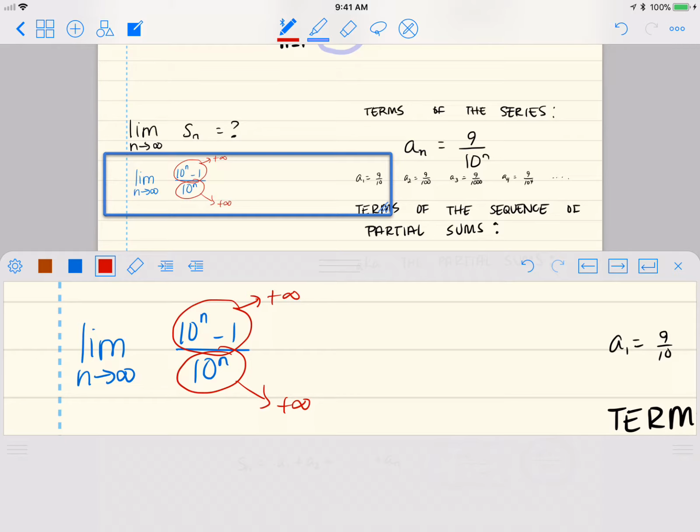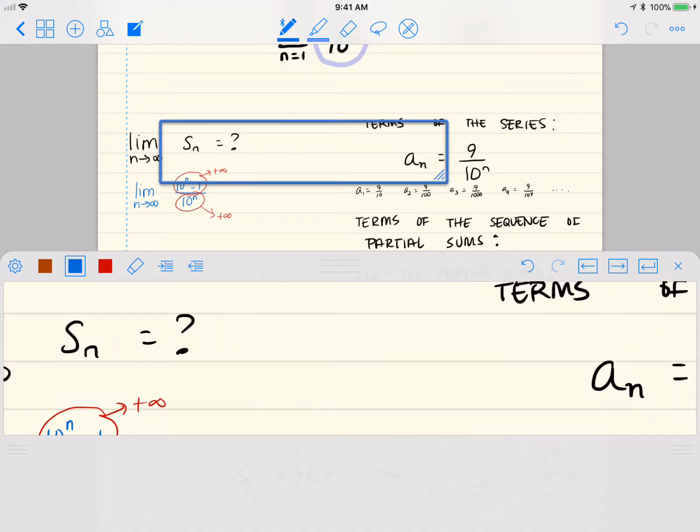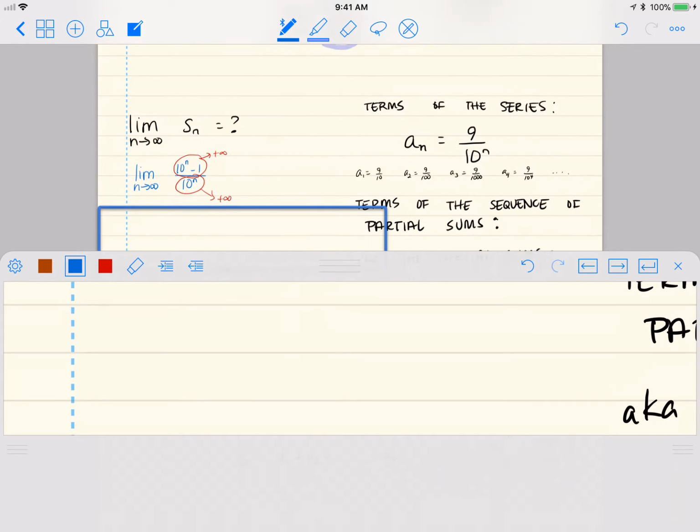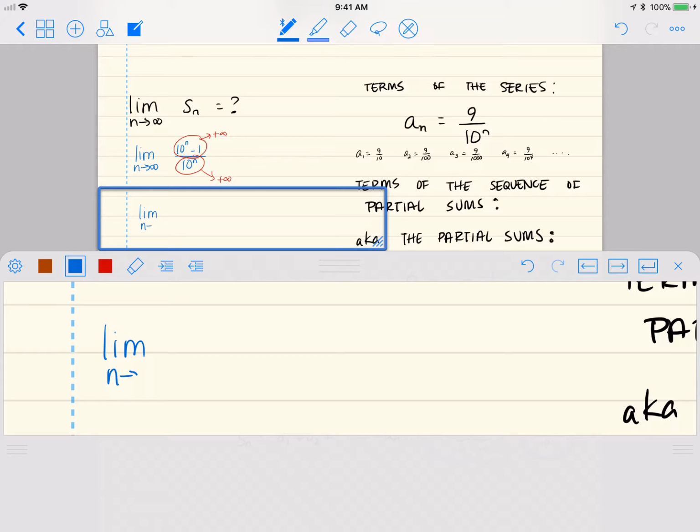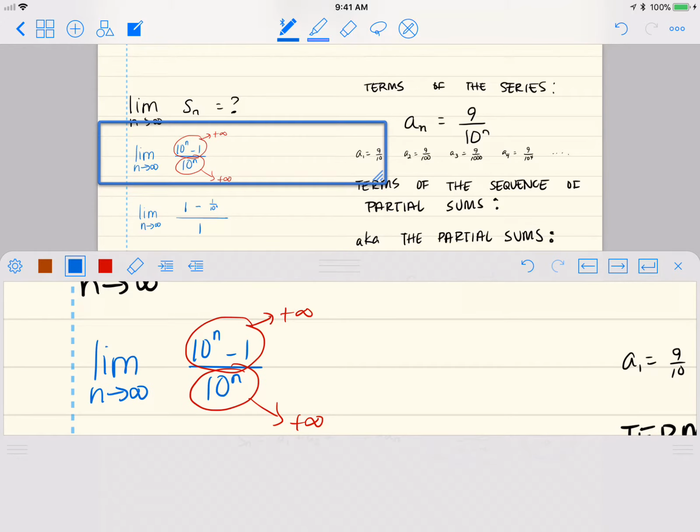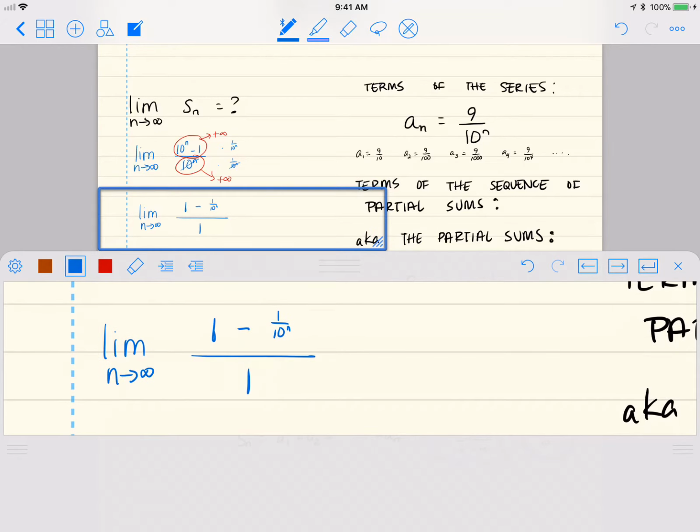You could also just rewrite the function or the terms. So if we rewrite it by just dividing, I'll get 1 minus 1 over 10 to the n over 1. You see I just multiply the top and the bottom by 1 over 10 to the n. Right, so then the 10 to the n cancels out and I get a 1 in the denominator and 1 minus 1 over 10 to the n in the numerator. And now I can use my limit laws to say that 1 over 10 to the n goes to 0. So this entire limit is equal to 1.